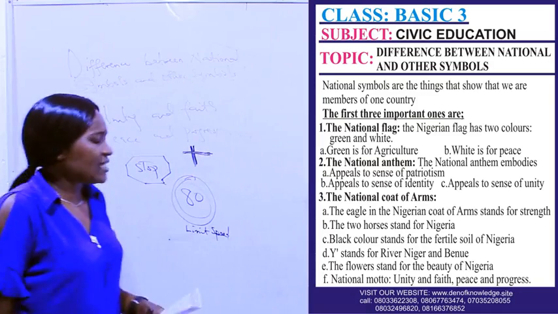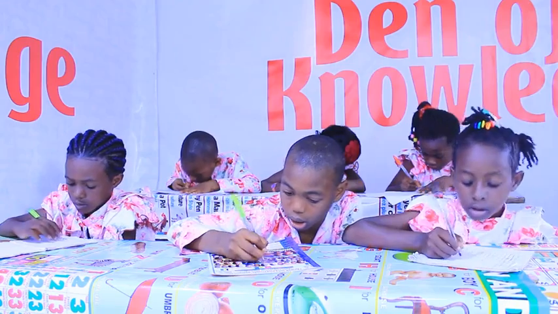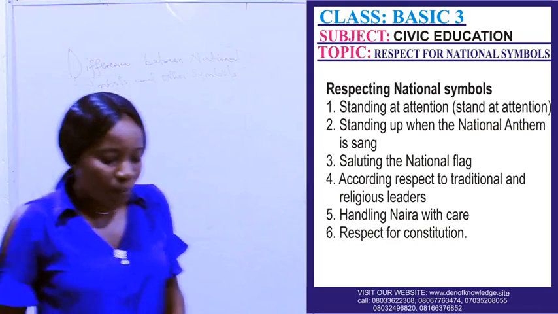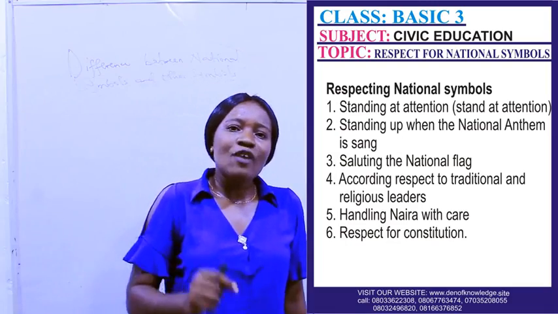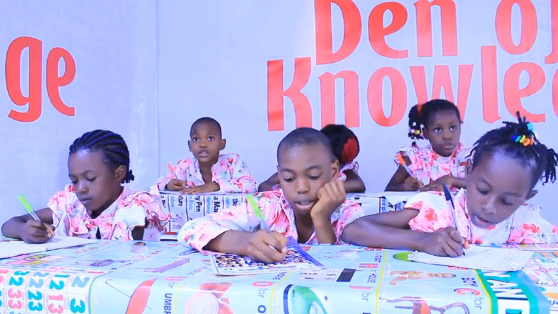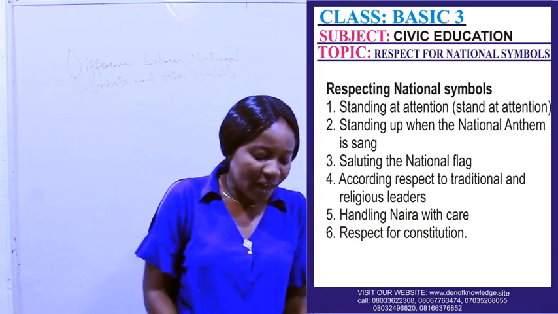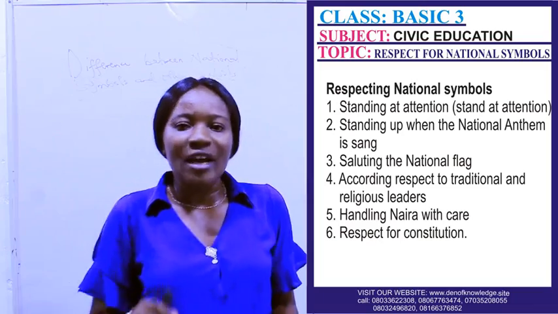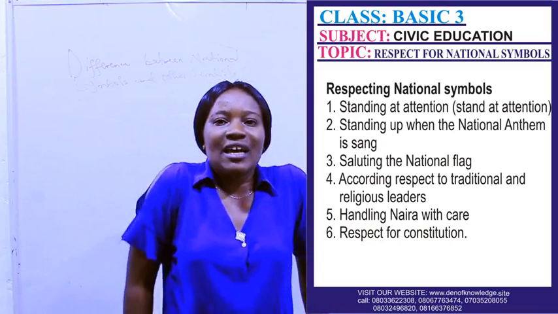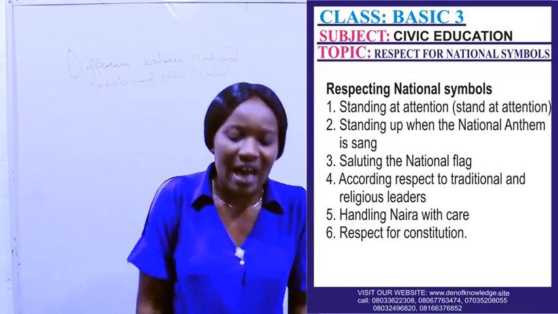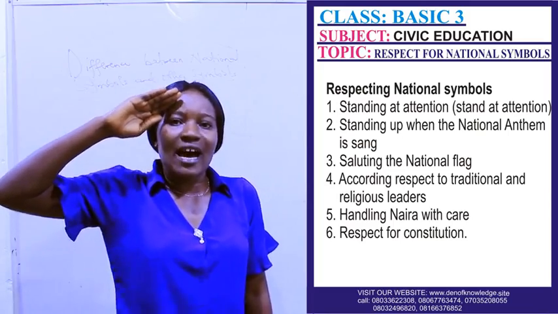Then the next thing we'll look at is respect for national symbols. Number one, stand at attention. Whenever the national anthem is being recited, you stand at attention. See the way I'm standing. You don't move your body. Then the second one is standing up when the national anthem is sung. You stand up, you don't sit down. Whenever they are singing the national anthem, you stand up. Then saluting the national flag. You salute the national flag.